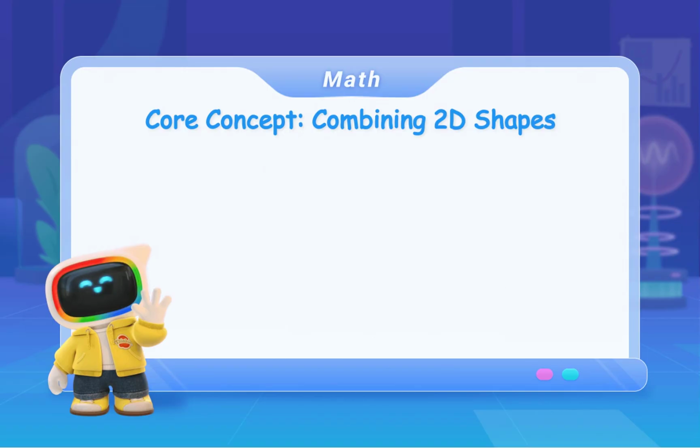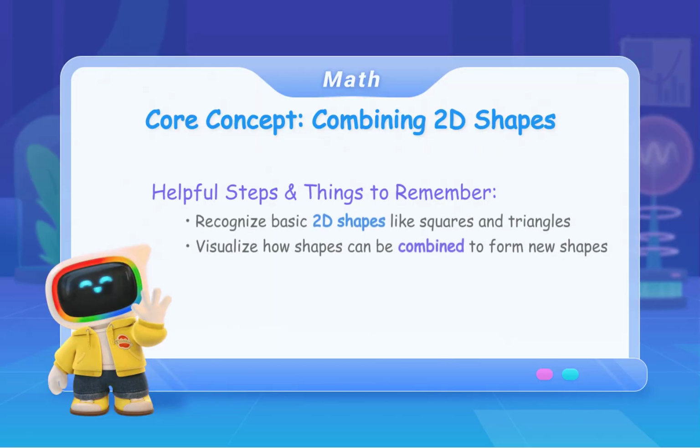Core concept: combining 2D shapes. Helpful steps and things to remember. First, recognize basic 2D shapes like squares and triangles. Second, visualize how shapes can be combined to form new shapes.